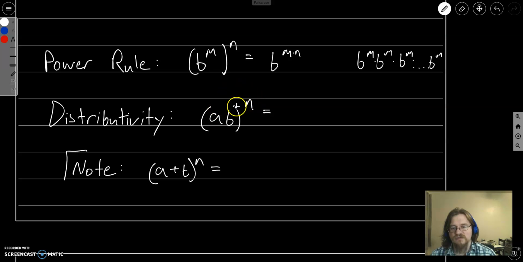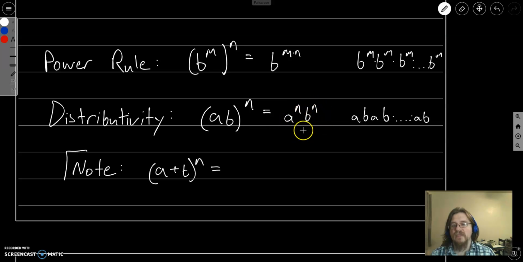This also works for distributivity. I can distribute powers here. So this will become a to the n, b to the n. And again, why would this be true? Well, if I take a times b to the nth power, this is going to be ab times ab times ab times all the way out to the n ab. So how many a's do I have? Well, n of them. 1, 2, 3, all the way out to n a's. 1, 2, 3, all the way out to n b's.